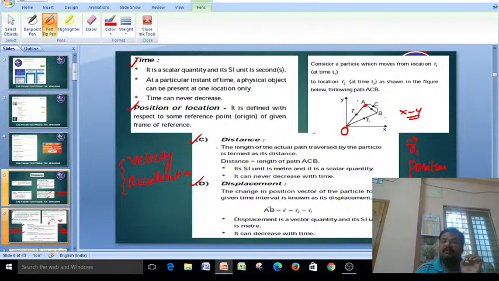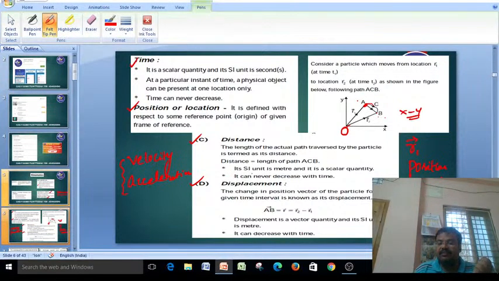The major difference between distance and displacement is that distance is the actual path, but displacement is the shortest path between two positions, or the shortest path between any two consecutive points. Distance, the length of the actual path traversed by the particle, is termed its distance. So distance is equal to the length of the path. In the given graph, observe that ACB is the distance actually.